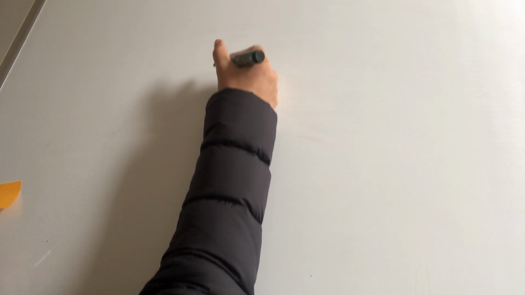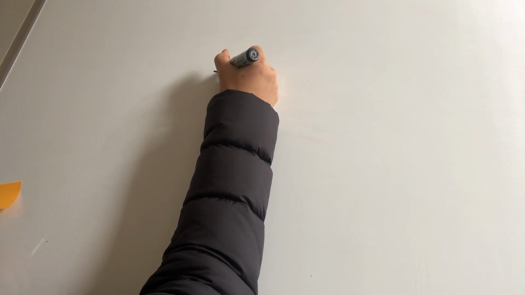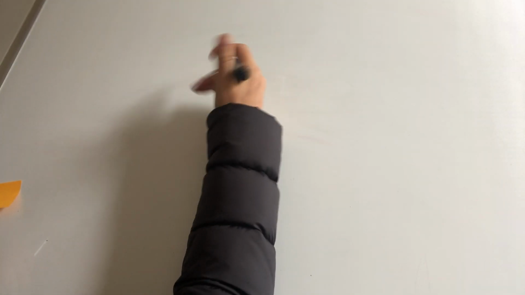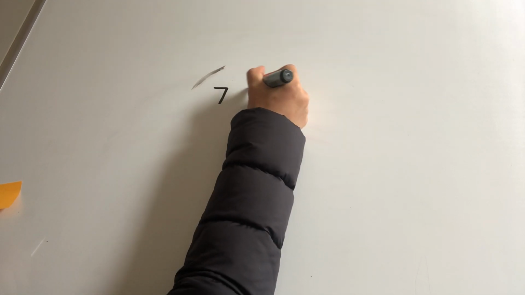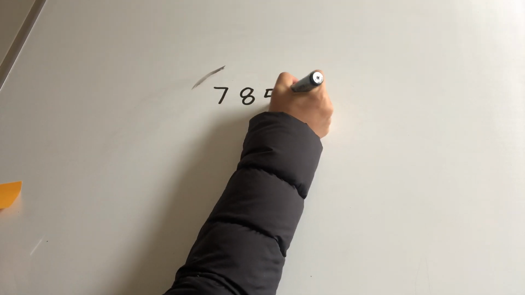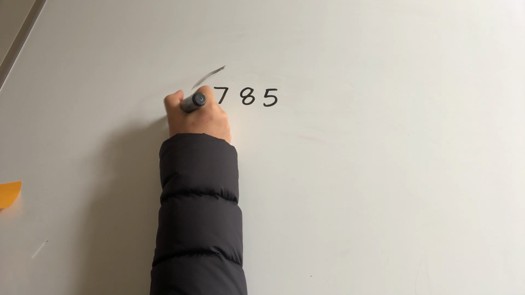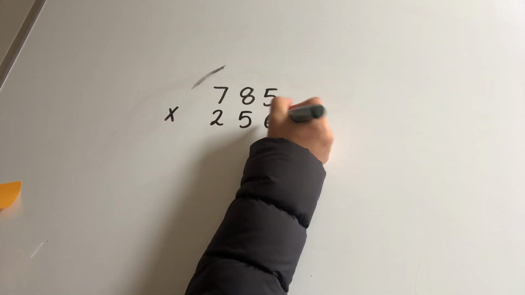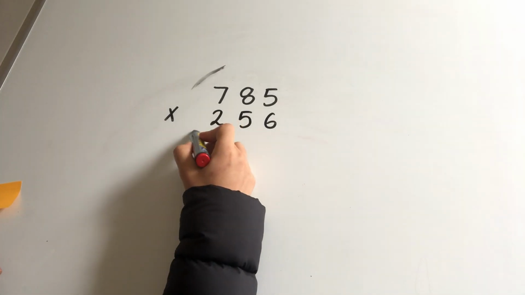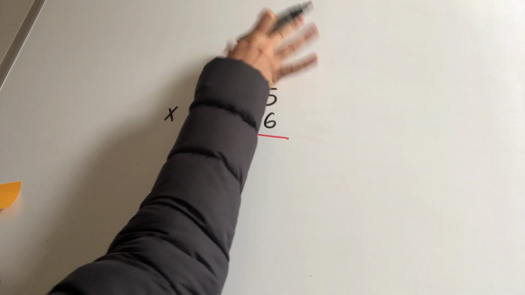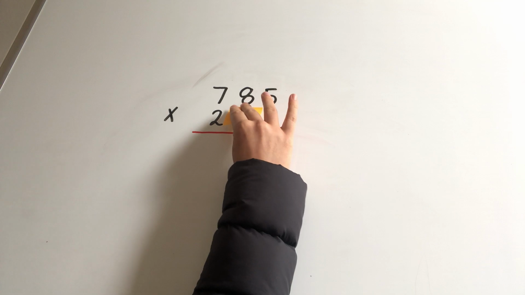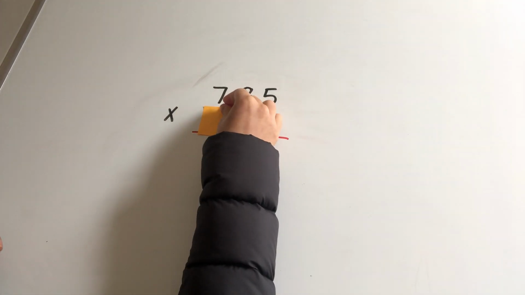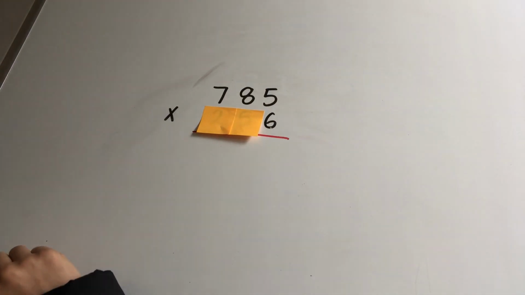We're going to do one a little bit trickier. Let's see. 785 multiplied by 256. So again, I'm going to cover these numbers up so we don't get confused, and I'm going to take it one step at a time.